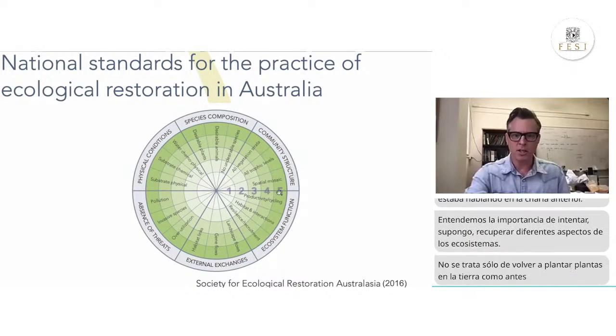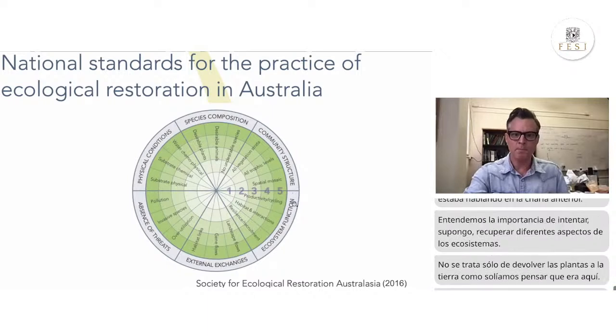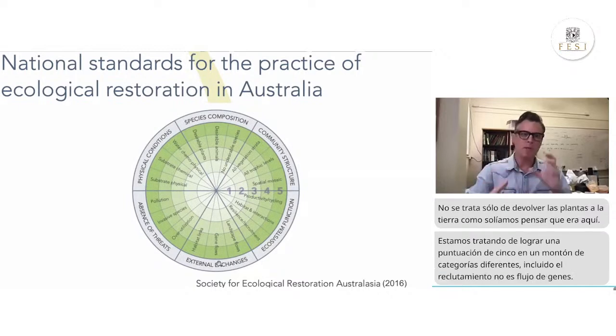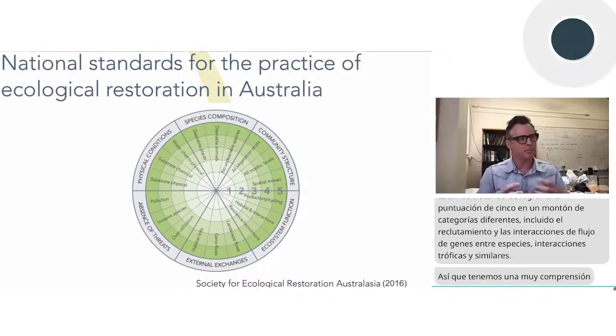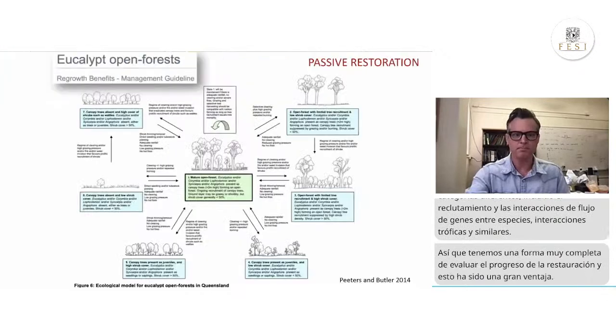Here we're trying to achieve a score of 5 in a whole bunch of different categories, including recruitment, gene flow, interactions between species, trophic interactions, and the like. So we've got a very comprehensive way of assessing the progress of restoration, and this has been a great advance. Okay, so how do we actually go about restoration?